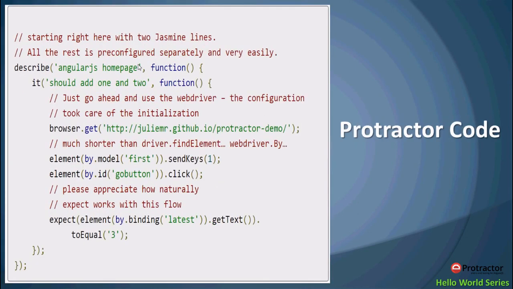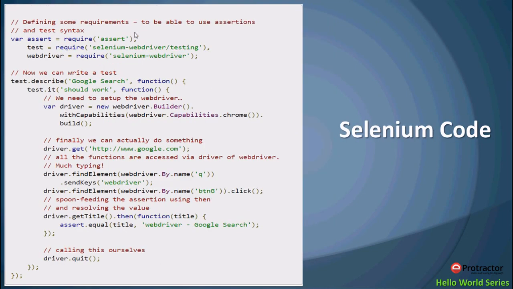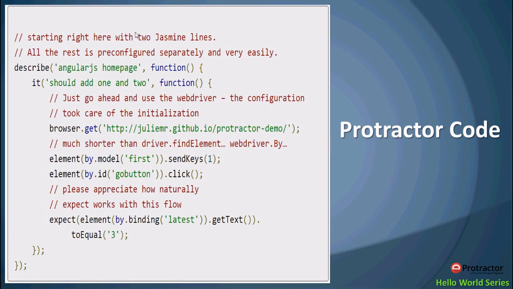So this is the line. If you compare the lines, though both the test cases are not showing the same testing case, but if you compare, earlier you fetch driver using new WebDriver dot builder and all that. Now browser is automatically given to you as an object. It's initialized and it's taken care by Protractor for you.